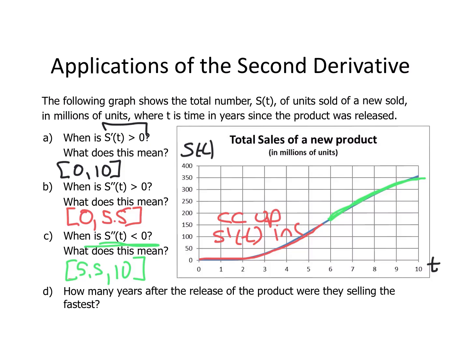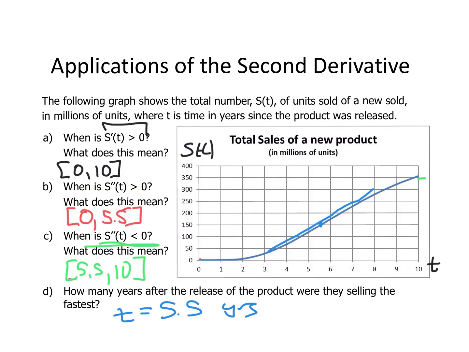The last question we're asked: how many years after the release of the product were the sales selling the fastest? If we're trying to determine something about the rate of change in our sales and when it was the fastest, they're asking us basically when was the slope of that tangent line the largest. So when is that tangent line the steepest? There, right at 5.5, that's when our tangent line is as steep as it's going to get. Notice that's the same place as we had that inflection point.